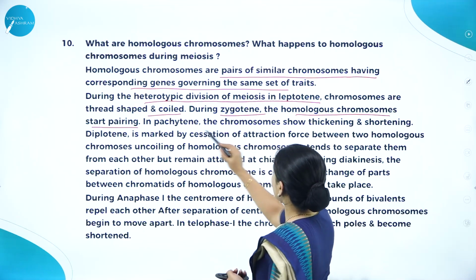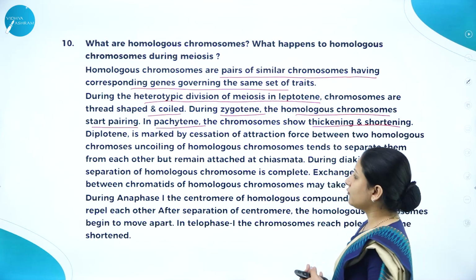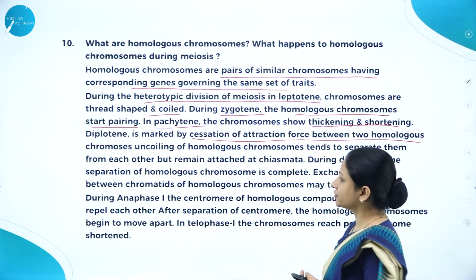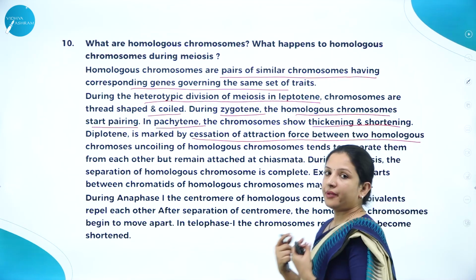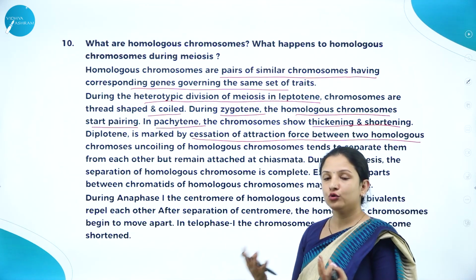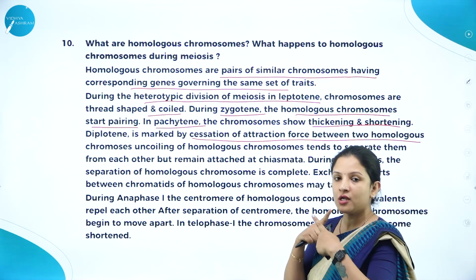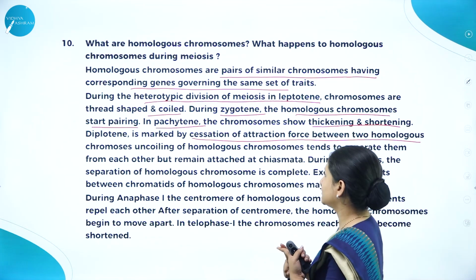In pachytene, the chromosome shows thickening and shortening. In diplotene, there is cessation of attraction force between two homologous chromosomes. Uncoiling of homologous chromosomes will occur, but they remain attached. That is, the non-sister chromatids of two homologous chromosomes form chiasma. Therefore, only in the chiasmata region they tend to remain attached. So that is what happens.